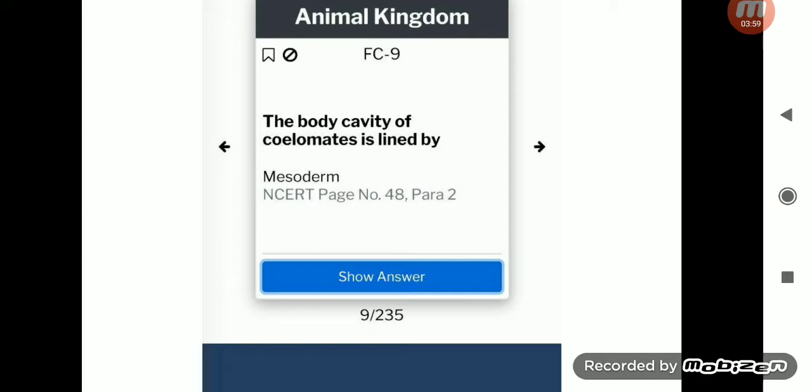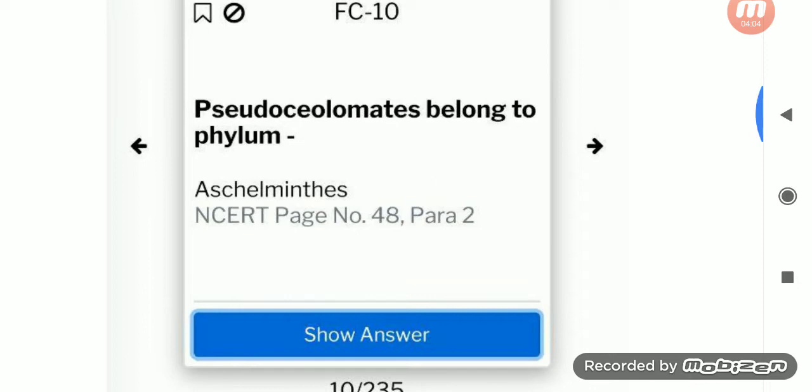Pseudocoelomates belong to the phylum Aschelminthes.